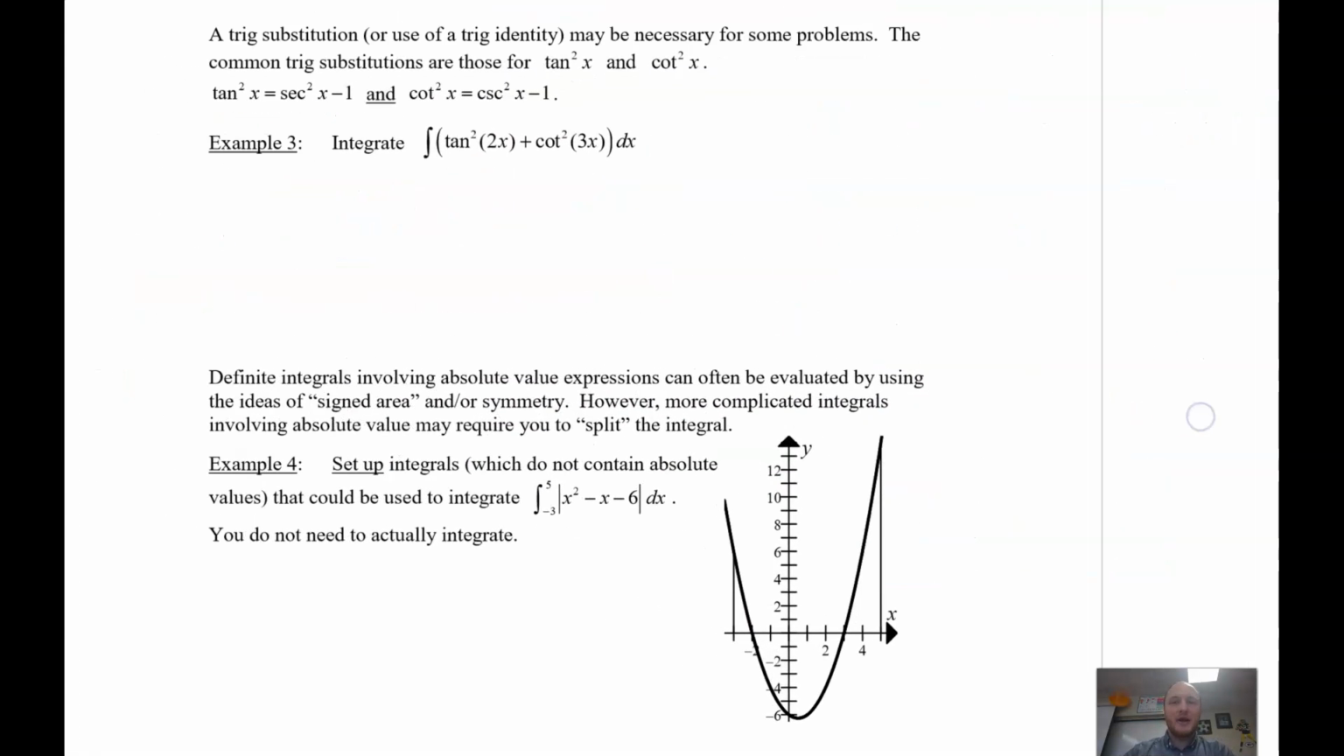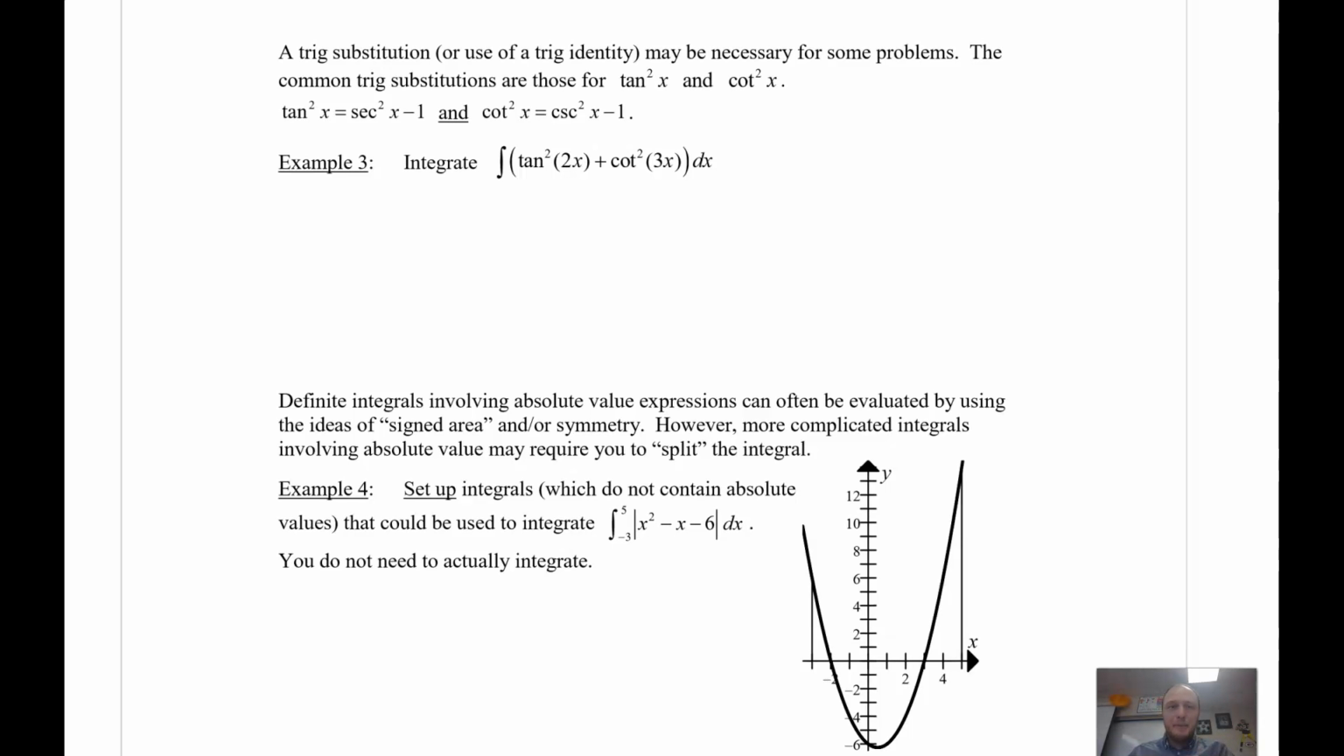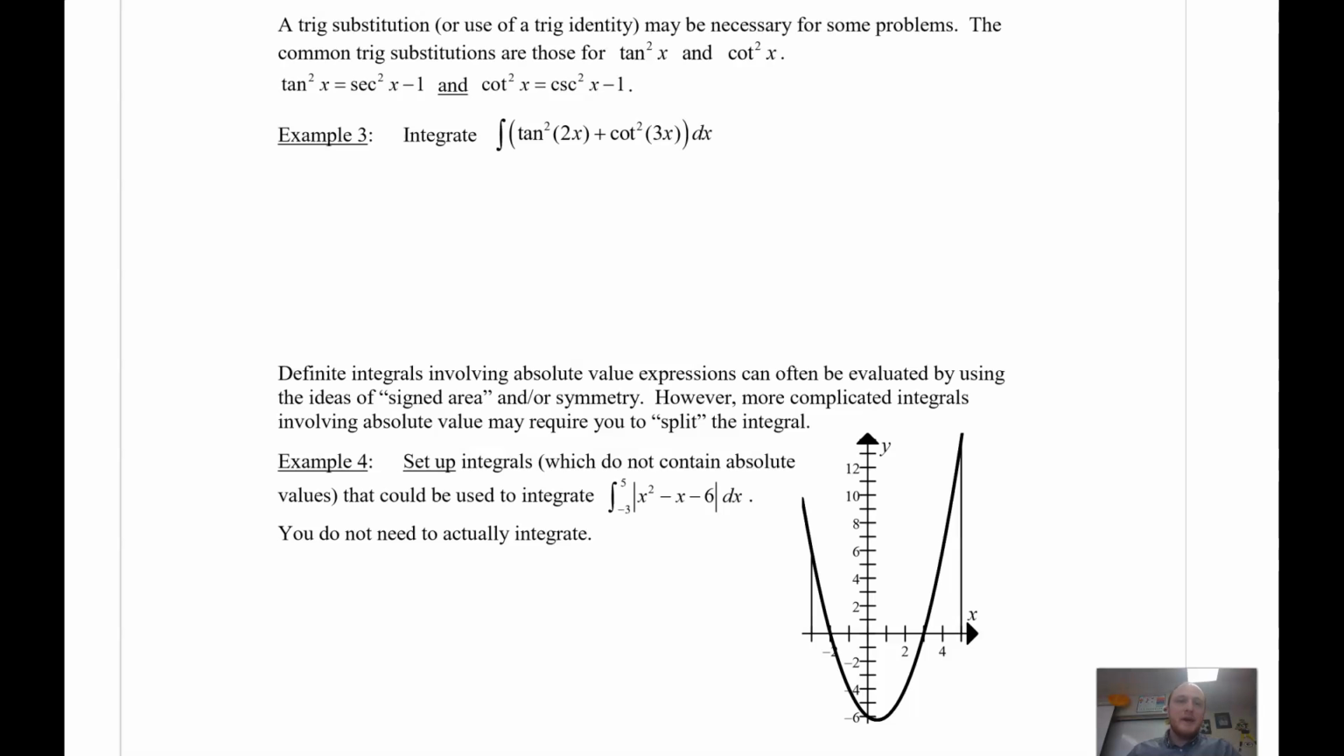Okay. So the next trick that I'm going to teach you, and we've already kind of talked about this, is a trig substitution. So when we look at example 3, we have the integral of tan squared of 2x plus cotan squared of 3x dx. And the thing is I don't have an antiderivative for these functions squared. So I don't have a derivative of something that's going to give me tan squared or cotan squared. But a little trick that we can do is substitute in the trig identity that goes with them. So tan squared of 2x is equal to secant squared x minus 1, and for cotan squared of 3x, I can substitute in cosecant squared of x minus 1.